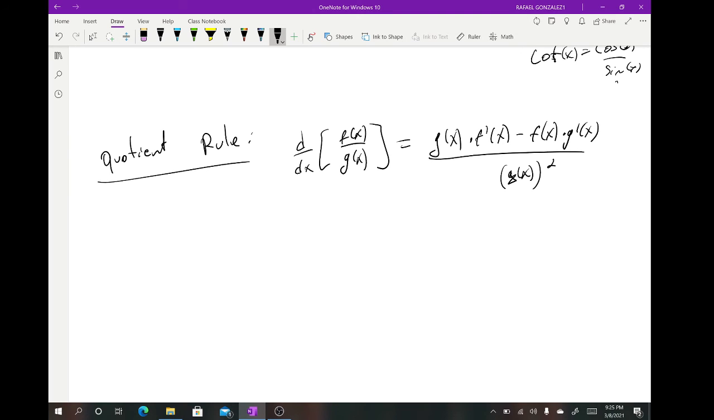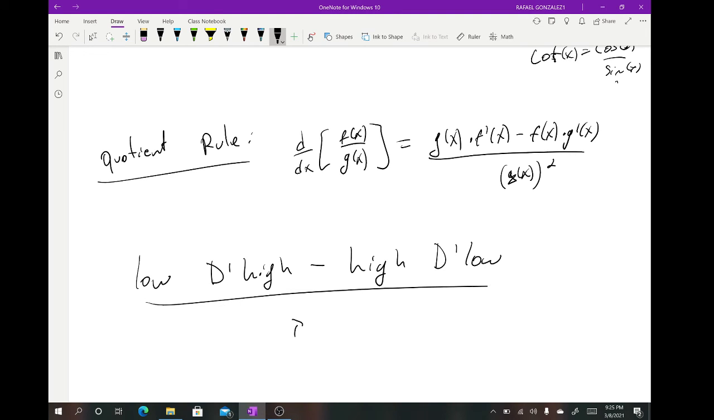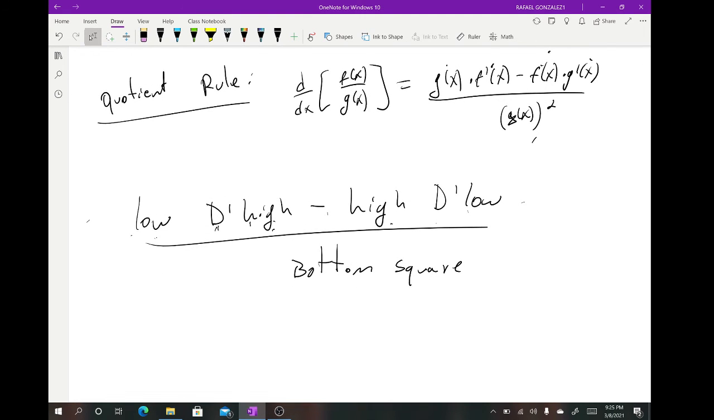So the way that I remember this is literally by saying in my head, low the high minus high the low, bottom squared. So I literally say that in my head. Low the high minus high the low, bottom square. So low times the derivative of the top minus top times the derivative of the bottom, square. So low refers to the g of x, the high derivative of the top, meaning the derivative of the high one, minus high times the derivative of low. So that's how I remember it. Low the high minus high the low, bottom square.